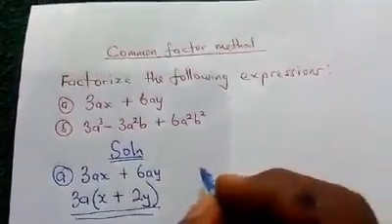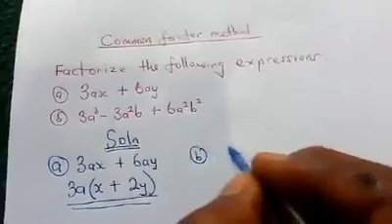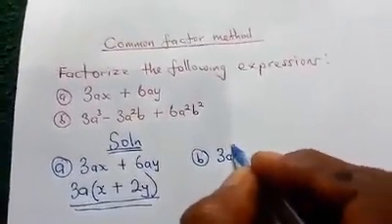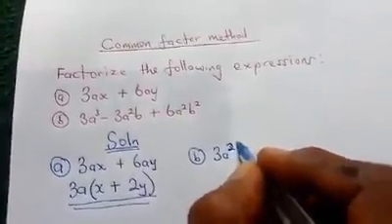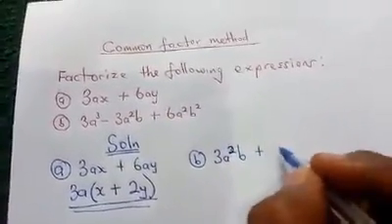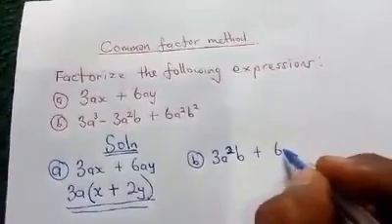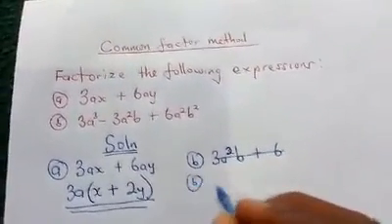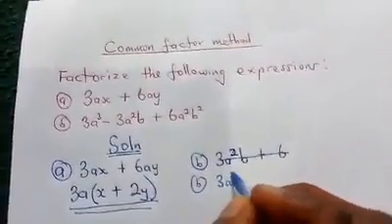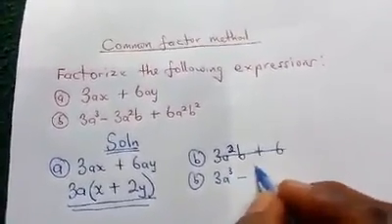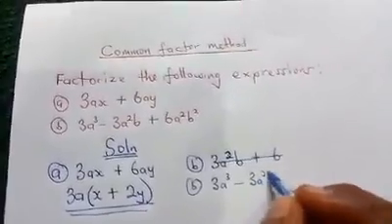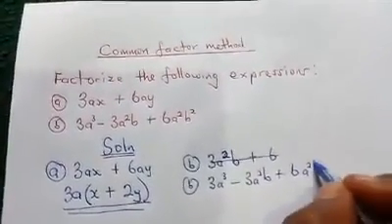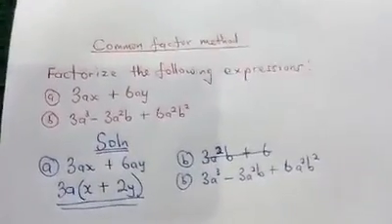And then we move on to the second one. Let me take it again. So we have 3a cubed minus 3a squared b plus 6a squared b squared.